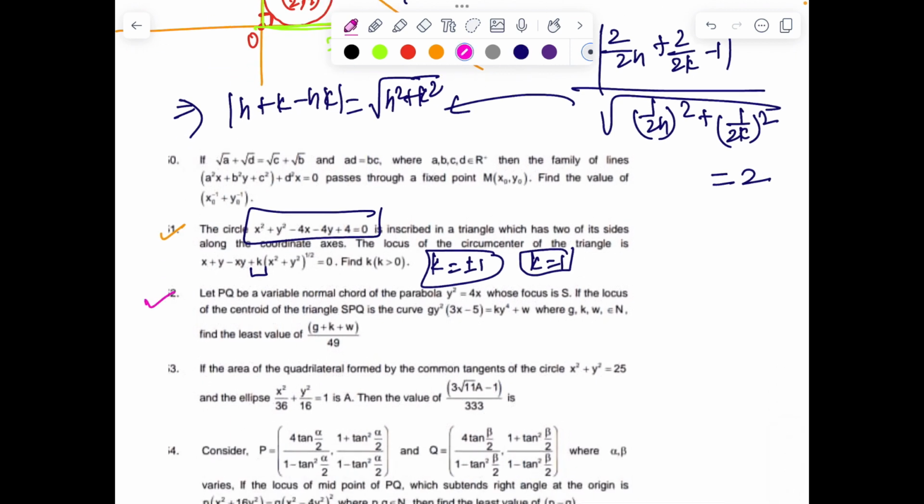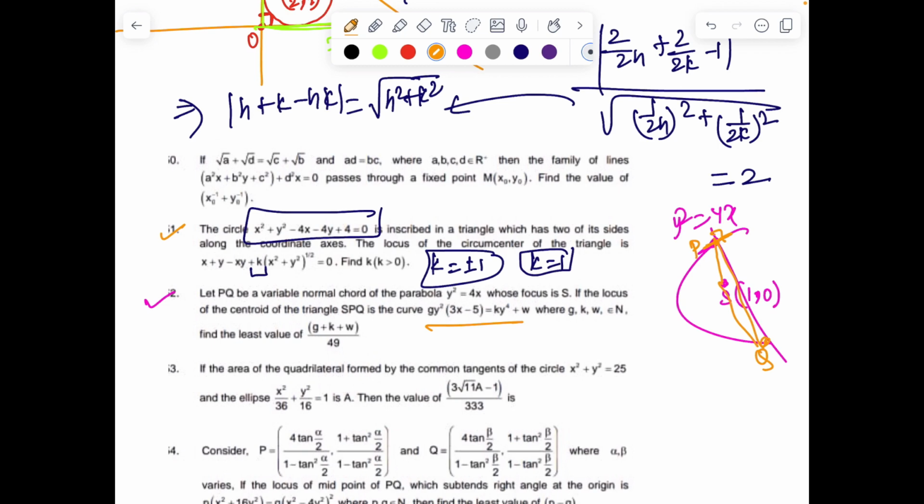And here we go with the third problem. Let PQ be a variable normal chord to the parabola y square equals 4x, whose focus is S, which is clearly 1, 0. P, let's say this is the normal line. Now the centroid of the triangle PQS lies on this curve. Then we need to find the value asked.